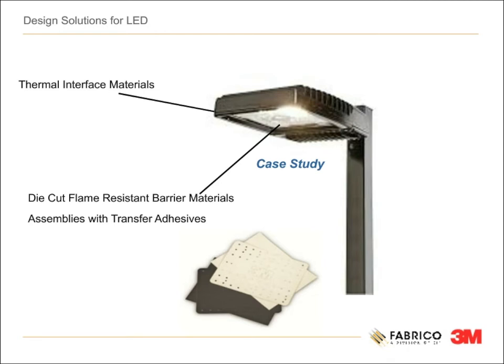In this application, FRB material was needed to meet UL requirements. A thermal interface material was also required to redirect heat. Fabrico die cut both materials, added a PSA to the FRB material.